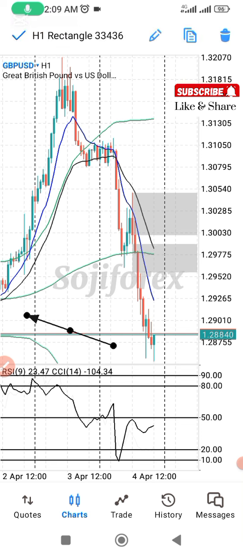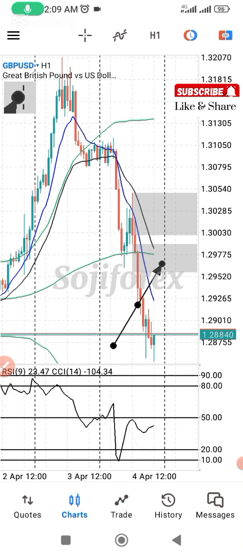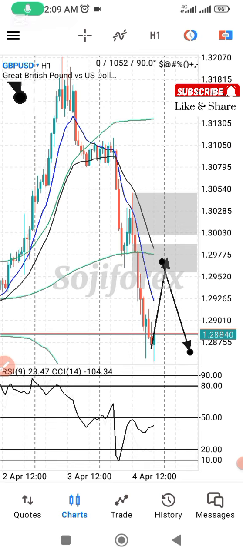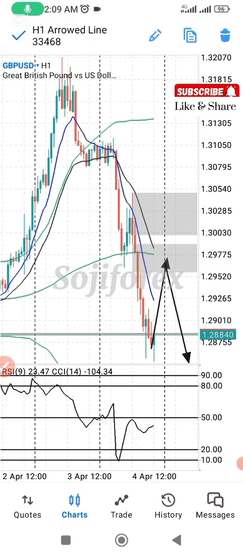So now, having determined our trend, we have marked our point of interest. So what do we want to see? As price opens, we want to see price pull back either to this zone and then move back to the downside. So this is what we want to see.